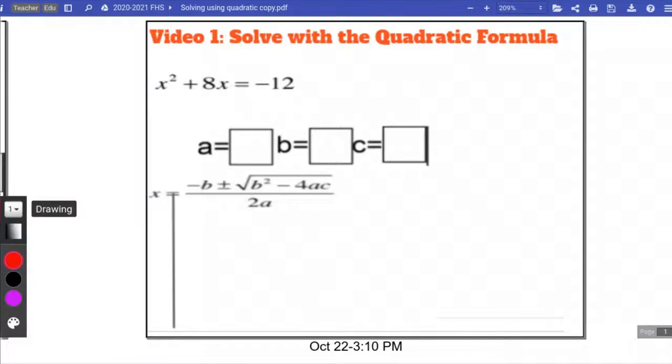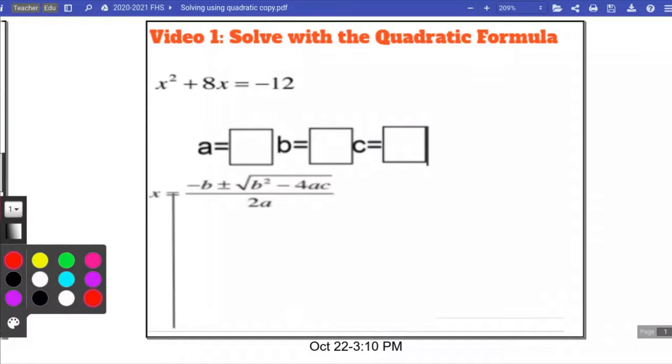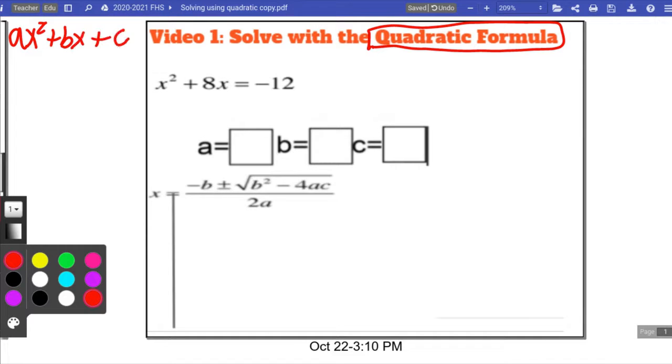What we're going to do, we're going to solve this using the formula. We call it the quadratic formula. Yeah, we're stepping it up. Now we're going to use the quadratic formula. All right, so to solve this, remember, it's supposed to look like this: x squared plus bx plus c, which is the standard form.